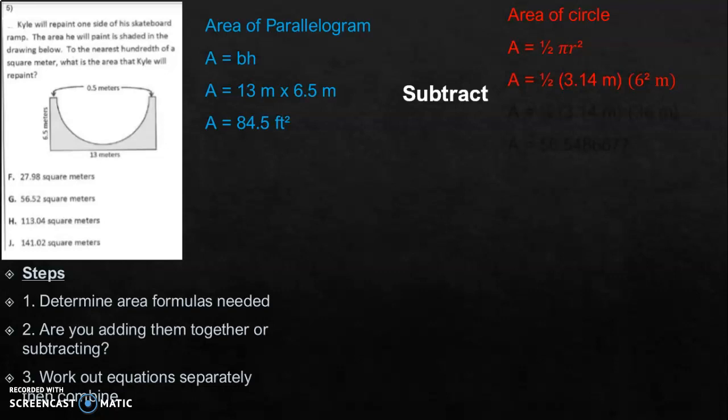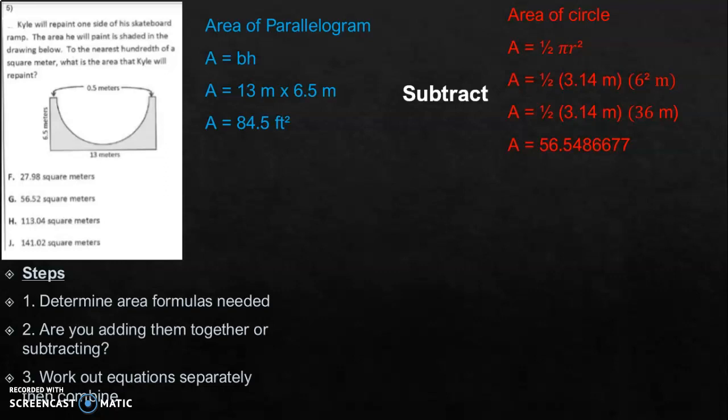Now I need to square it. So I'm going to square my 6 times 6, and I'm going to get 36. So I have half of 3.14 times 36. Now I multiply. Take 1/2 times 3.14 times 36, and you're going to get approximately 56.548667. Okay, it keeps going on because it's pi. Remember we discussed pi never ends, but here we go.